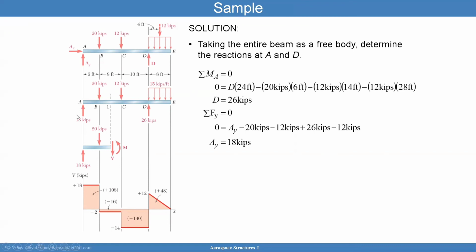And so now I can construct the shear diagram by doing cuts successively at the different locations I told you about. And so I will get 18 going up, and then it drops 20. You can see that there. So I have minus 2. It drops another 12, so I get minus 14. And then it goes up by 26, so it goes to 12. And then I have a linear distribution of load. That means it drops linearly down to 0. And that can be easily calculated.